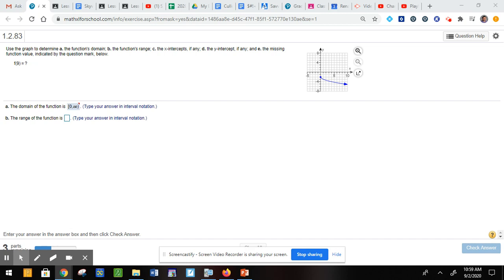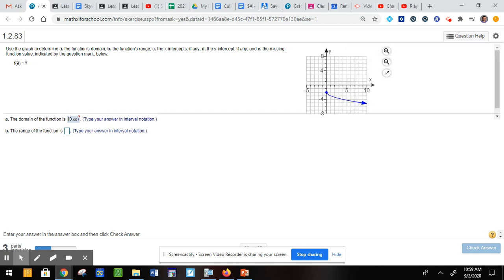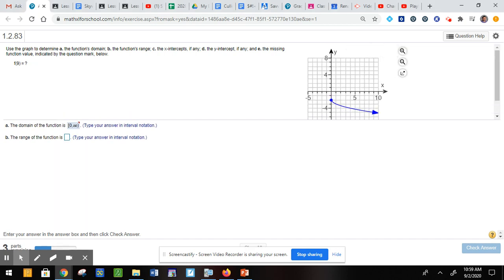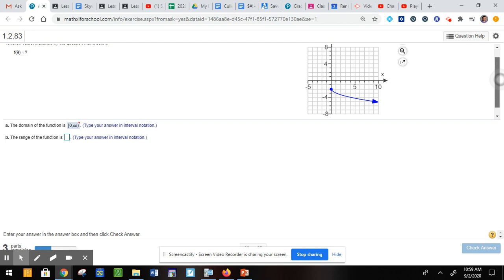Here, let's zoom in on the graph a little bit. You're not going to put a bracket around the infinity ever. So that's why the domain is bracket 0 on the left, and then infinity with the parentheses on the right. The range of the function.